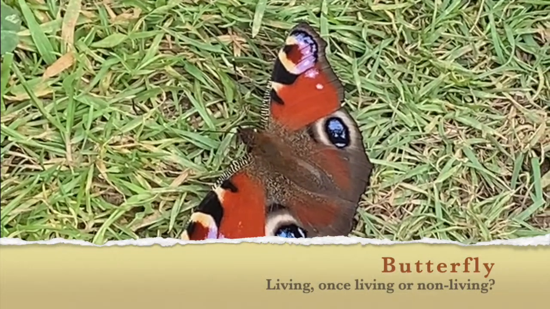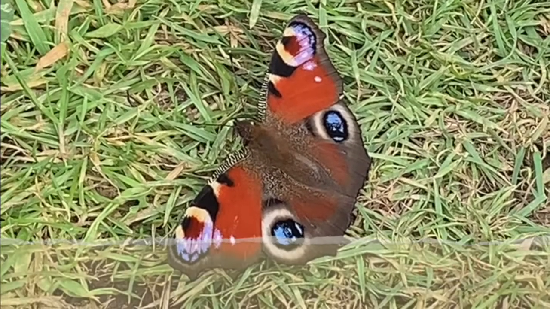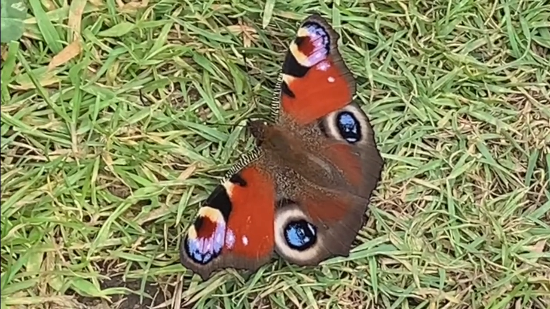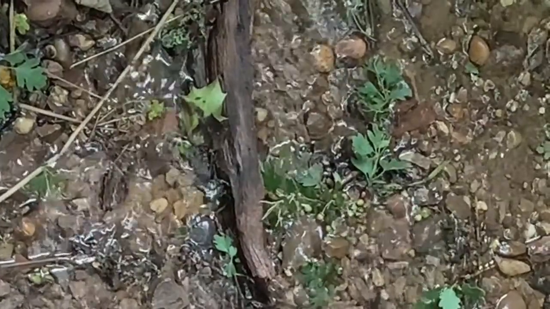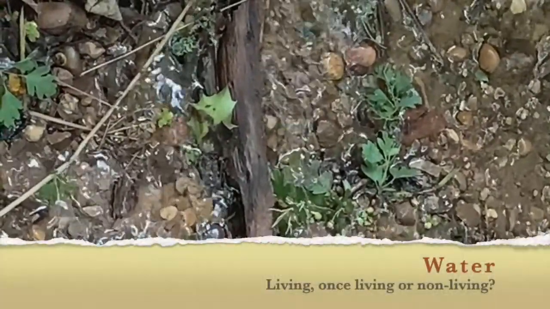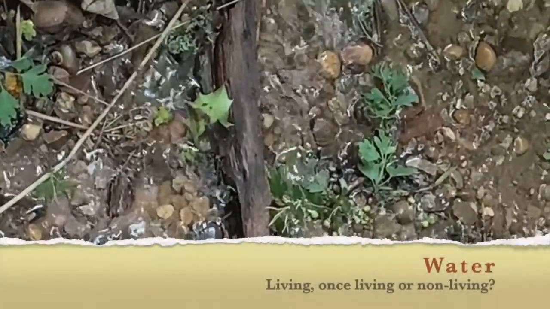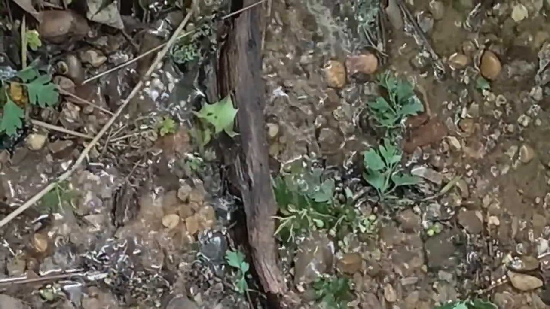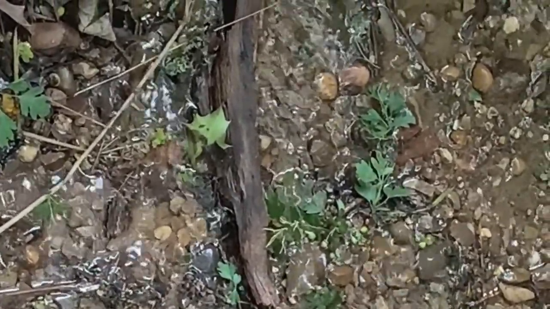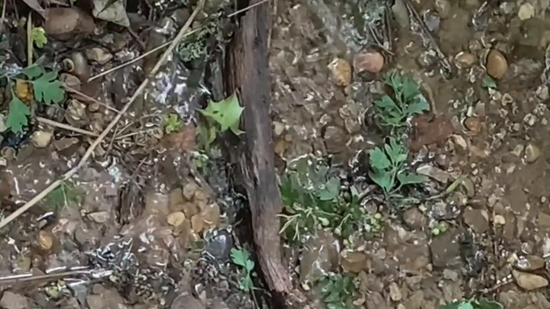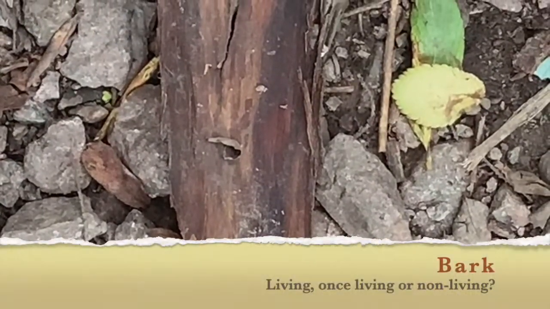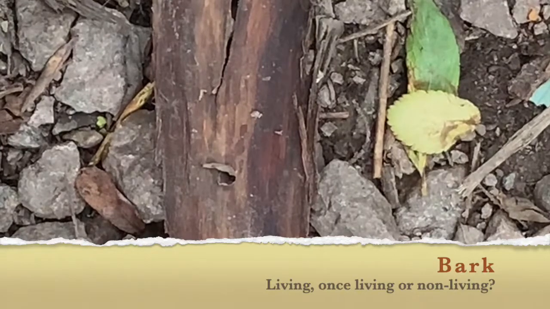This is a beautiful peacock butterfly. What group would you put this peacock butterfly into? Here's a small stream. What group would you put the water into? Living, once living, or non-living? A piece of bark from the tree. What group would you put bark into? Living, once living, or non-living?